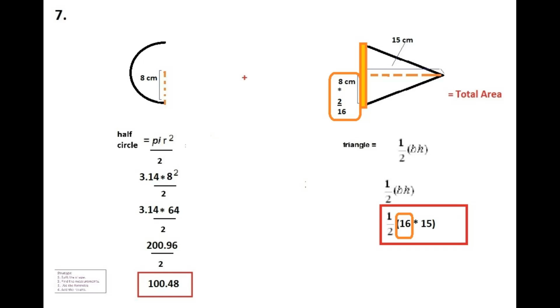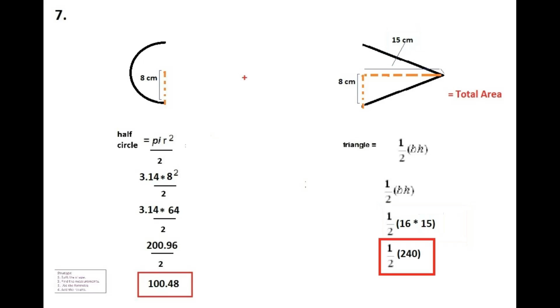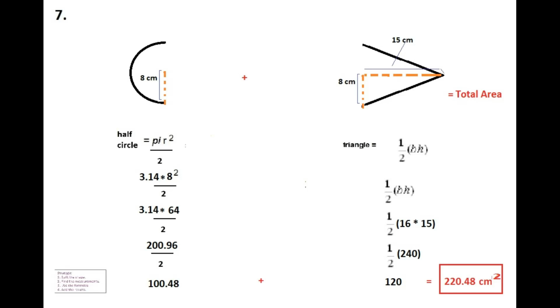So it's 1/2 times 16 times 15. 15 is just our height right here. And 16 times 15 is 240. Half of 240 is 120. Add both of those up, and you end up with 220.48 centimeters squared. And that's basically all you have to do for number 7.